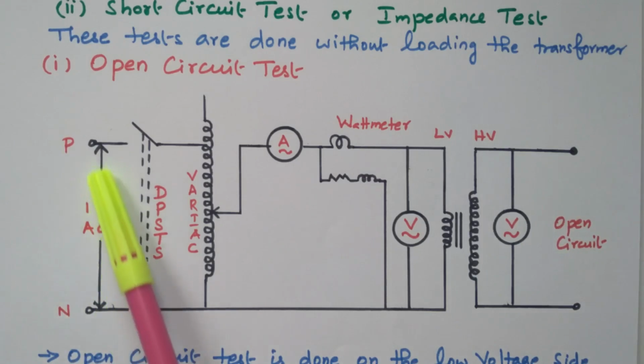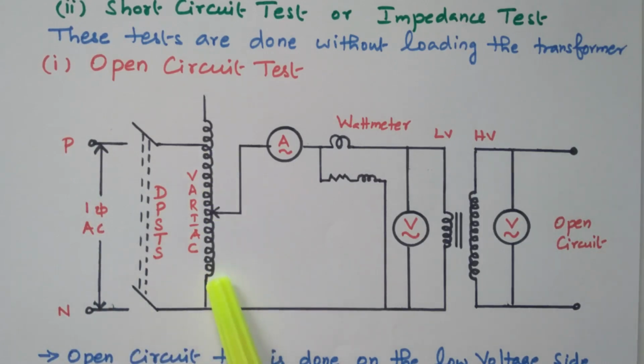This is a single phase supply, phase and neutral. It is connected through the DPST switch, and a variac is available in order to vary the input voltage given to the transformer. A variac is nothing but an autotransformer. Here we have an ammeter, wattmeter and voltmeter. The ammeter measures the current flowing through the primary, the voltmeter measures the voltage across the primary, and the wattmeter measures the input power. On the output side one more voltmeter is connected. No load means the secondary is kept open.